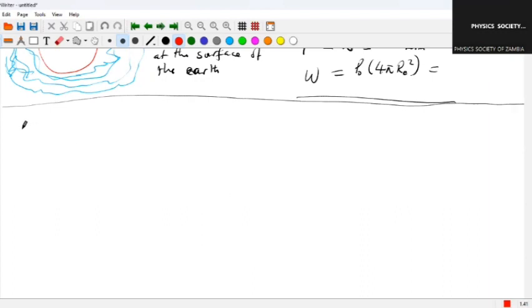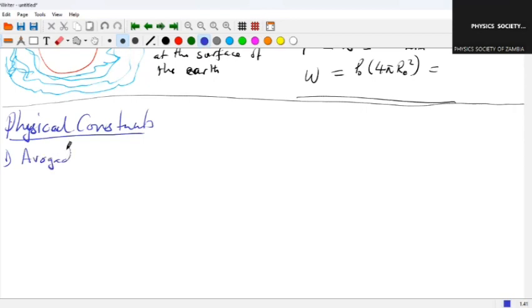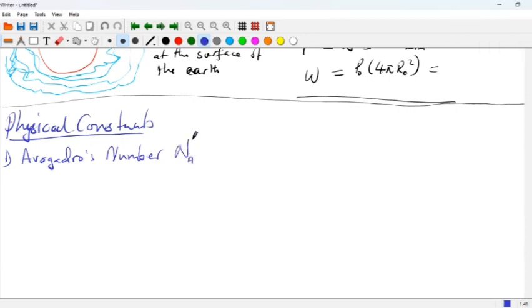Let us also note that in this topic, we are going to meet a number of physical constants. Let us first quickly list them. We are going to encounter a physical constant called the Avogadro's number. We are going to use it quite a lot. For Avogadro's number, we use the symbol capital N subscript A. This is simply the number of particles contained in 1 mole of a substance.